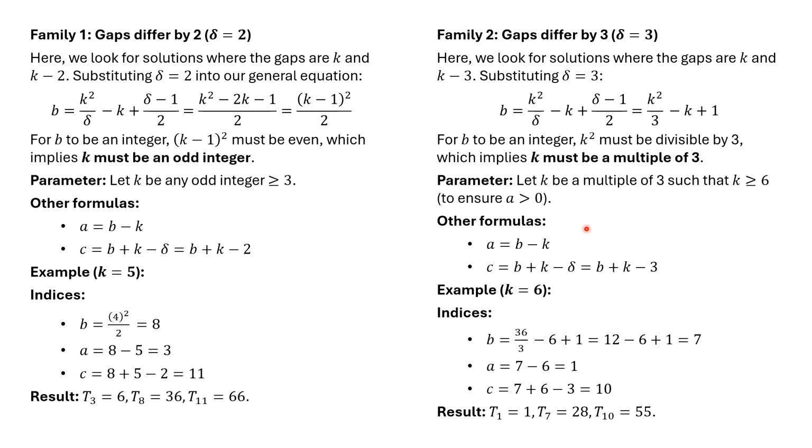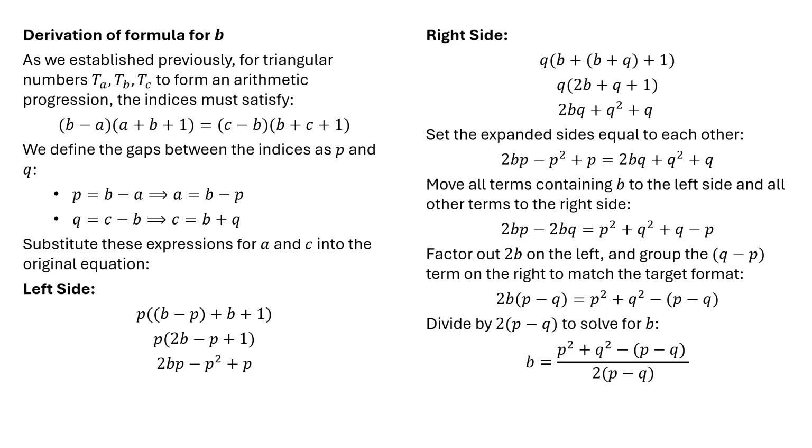Okay, so on the next slide, I'll derive this formula for b that I mentioned previously, and then we'll be done with my presentation of this particular problem. On this slide, I derived the formula for b that I mentioned several slides back. As we established previously for triangular numbers, t sub a, t sub b, t sub c, to form an arithmetic progression, we need to have this equality hold true.